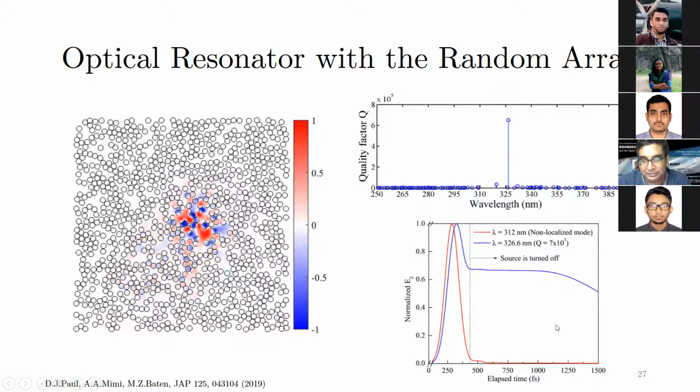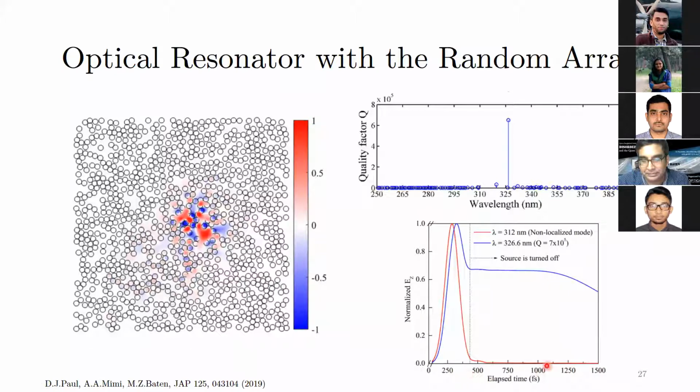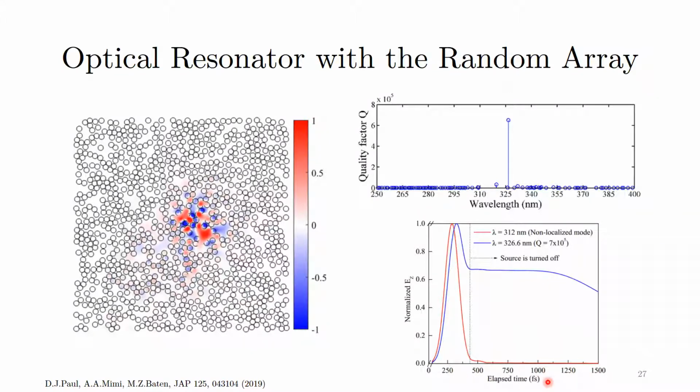So here, let me take the pointer. On the right side, on the x-axis, you can see time, which is plotted in femtosecond units, whereas on the y-axis, we have the electric field intensity. Now the red curve represents the non-localized mode. By non-localized mode, we mean light that is not trapped, for example, 312 nanometer. Here we are showing 312 nanometer. If you look at this plot, at 312 nanometer, you don't see any resonant mode. But at 325 or 326.6 nanometer, you see this sharp jump.